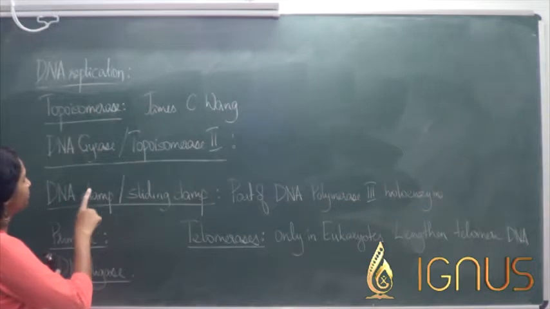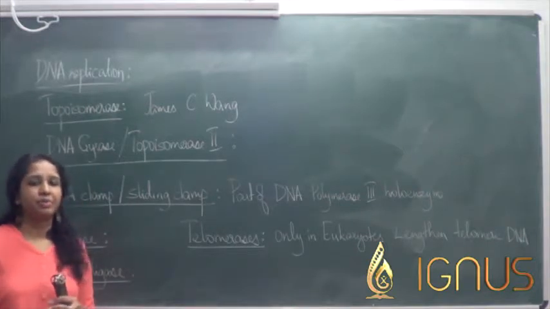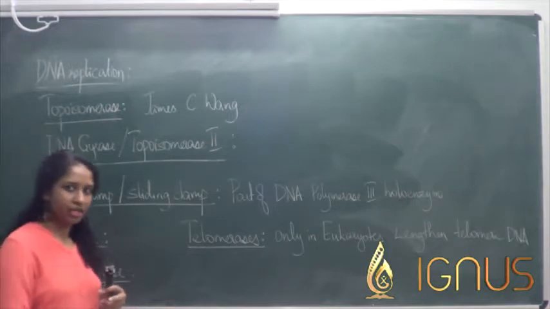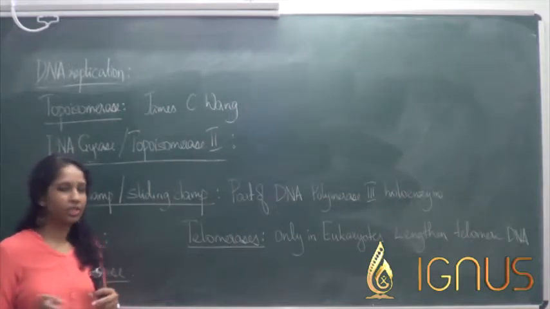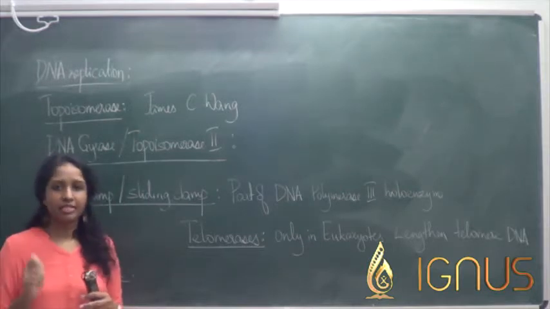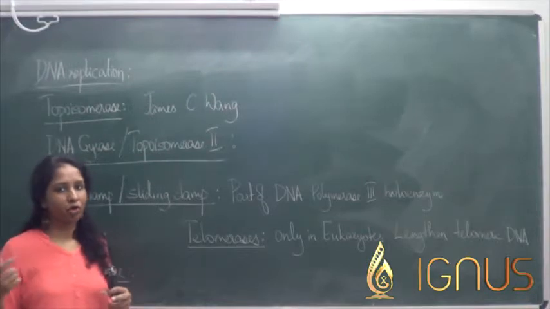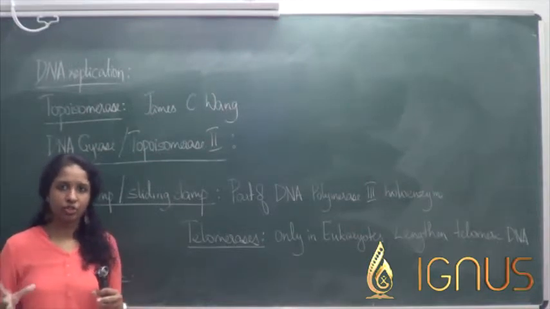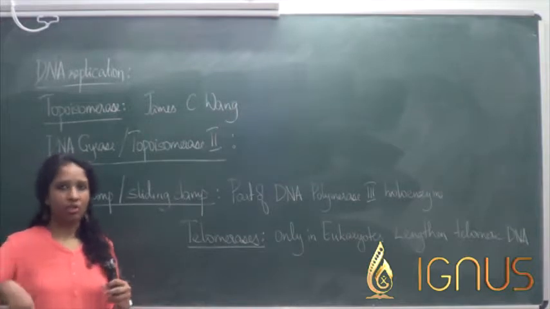which were first discovered by James C. Wang. Topoisomerases go before helicases. So for the process of DNA replication, topoisomerases are the first enzymes to act. So they are going to remove the supercoils which are there on the DNA. So DNA generally is in a packaged form. It is coiled on itself.